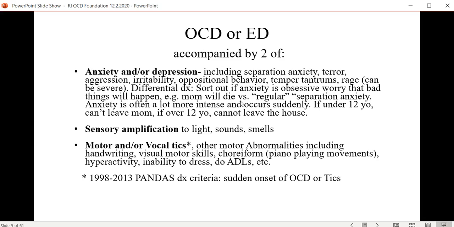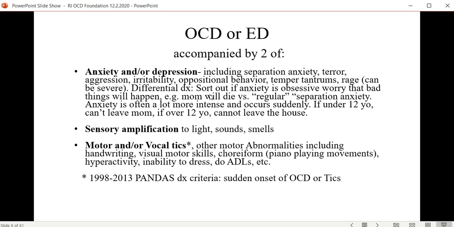So anxiety, depression, this is not classic, just slowly getting on board anxiety, depression, huge separation anxiety. And it is separation anxiety as classically defined, except it's so intense and so extreme that it leads to a lot of aggression, irritability, oppositional tantrums that can be raging and severe destruction in the house. And so it's a little hard to sort out how much is obsessive worry, which is the anxiety goes like this: if I leave the house, my mom's going to die or something terrible is going to happen. And so I don't even leave her side. I trail her around the house every day.